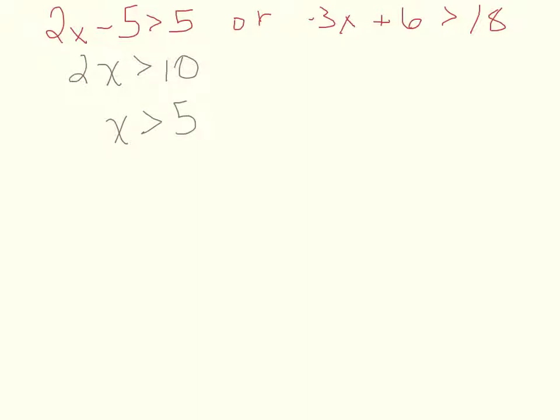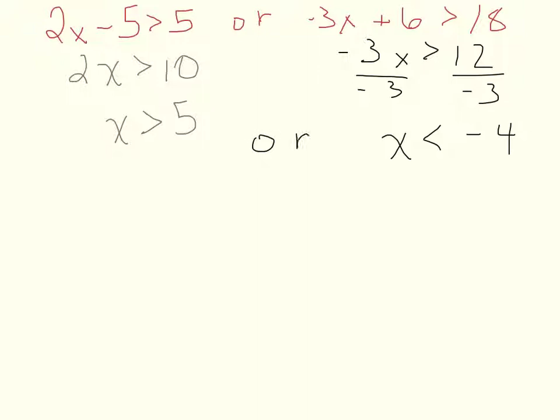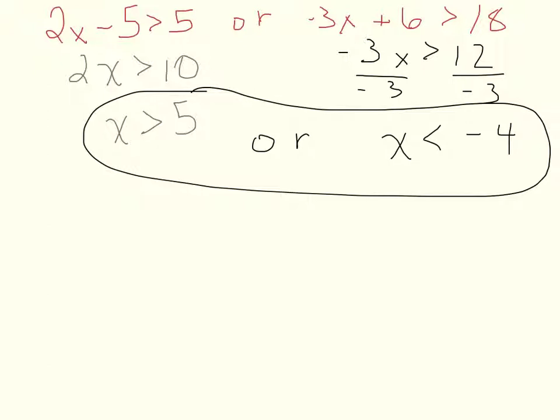In the right inequality, I'm going to subtract 6, negative 3x is greater than 12. I'm going to divide by negative 3. Because I'm dividing by a negative, I need to remember to flip my inequality sign. So my solution to my inequality can be written as x is greater than 5 or x is less than negative 4. Now let's graph it on a number line.